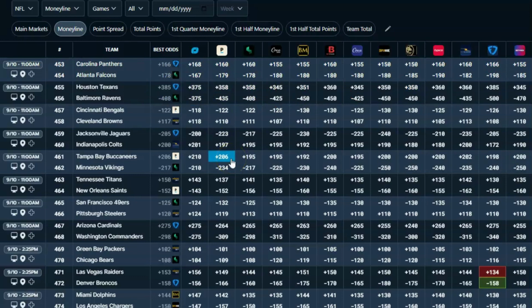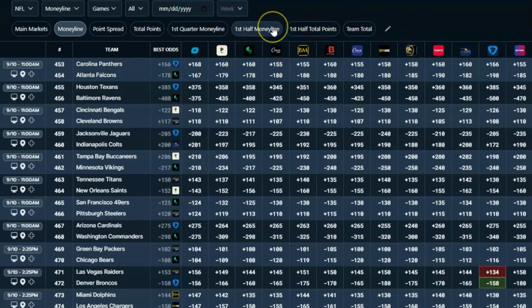So again, money line is just pick a winner. Doesn't matter. You have to have the underdog or the favorite. If you have the underdog winning, you get plus pricing. If you have the favorite, it's always going to be a minus, and there's no points that they have to win by, no margins, etc. It's just pick a winner.